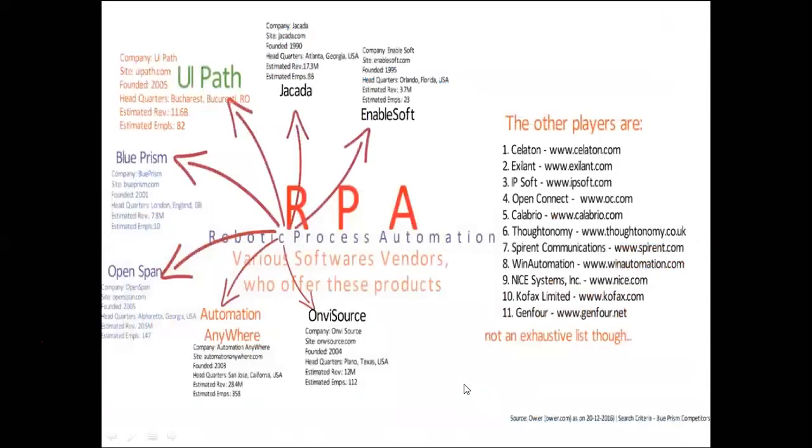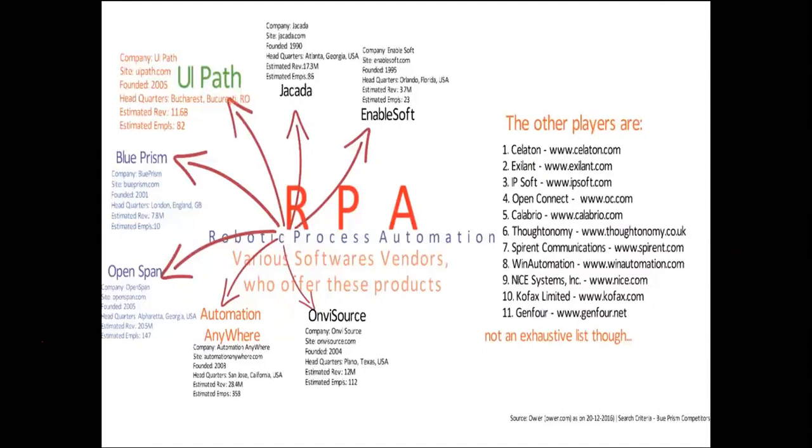Okay. And what RPA tools are available in the market? Whenever we want to automate an application, let's say your client is using the Salesforce application for their customer relationship, call center data maintenance, and I want to automate that application, what tools are available in the market? So RPA tools, we have Automation Anywhere, we have OpenSpan, we have Blue Prism, we have UiPath, we have Jacada, we have EnableSoft, and we have other players in the market worldwide. There are around 20 RPA tools in the world to automate applications.